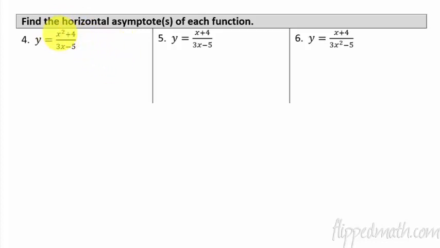So x squared is going to affect this more. It's going to grow faster. So you don't even worry about this plus 4. It doesn't matter. And then down here, the 3x is the term that affects it the most because it's going to grow the fastest. So nothing else really matters. These are the only things that matter.